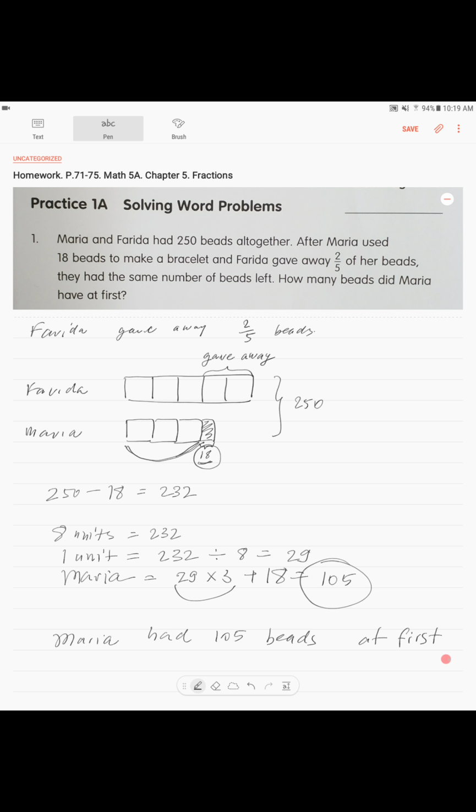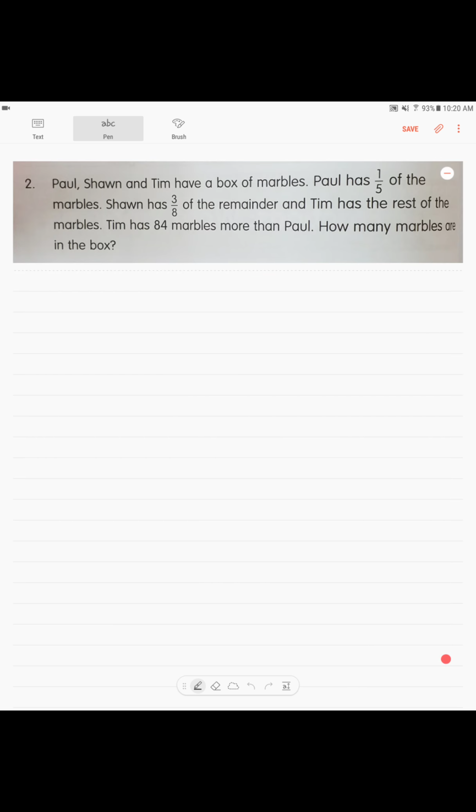Okay? Okay, next problem. Paul, Sean, and Tim had a box of marbles. Paul has 1/5 of the marbles, Sean has 3/5 of the remainder, and Tim has the rest of the marbles, right? Okay, you don't even need a model for this, but let's take a look.